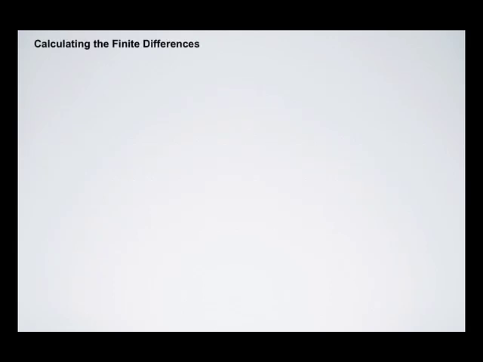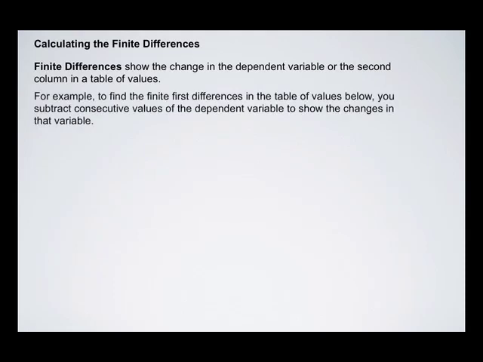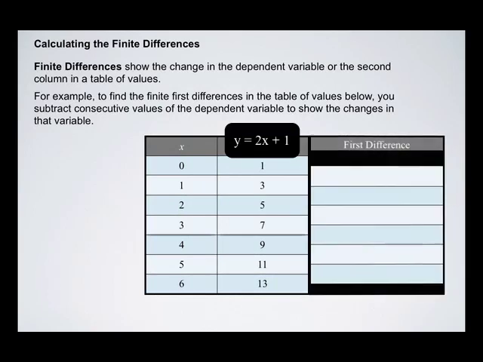Calculating the finite differences. Finite differences show the change in the dependent variable, or the second column in a table of values. For example, to find the finite first differences in the table of values below, you subtract consecutive values for the dependent variable to show the changes in that variable. This is a methodical way of talking about that pattern that we examined in the last.